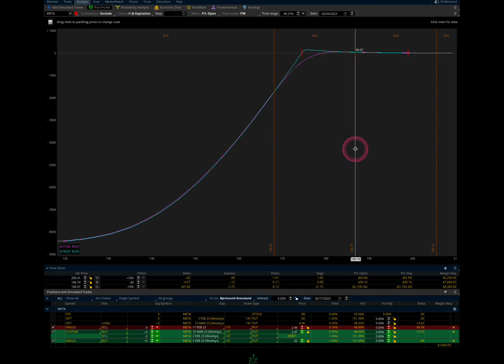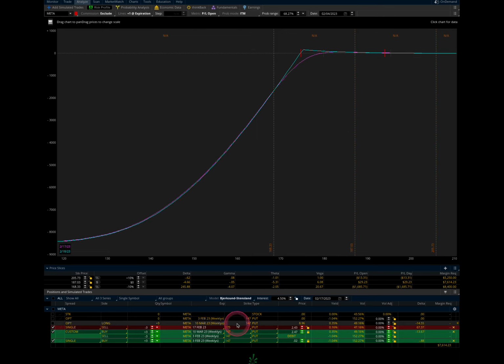I'm looking to see where Meta settles today, tomorrow. At some point in the next day or two, I will come and sell a put against that. I haven't decided exactly what put I'm going to sell yet.